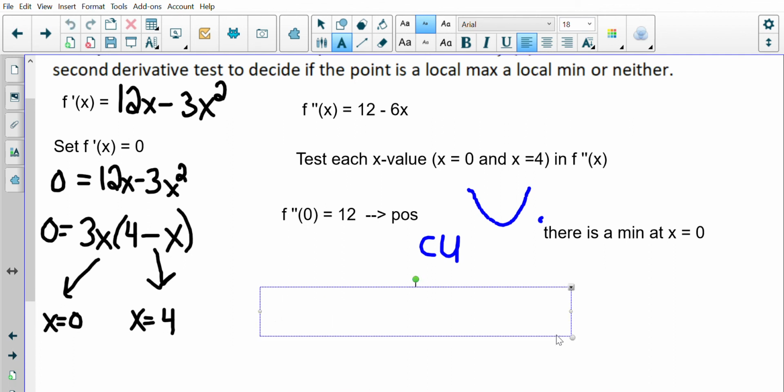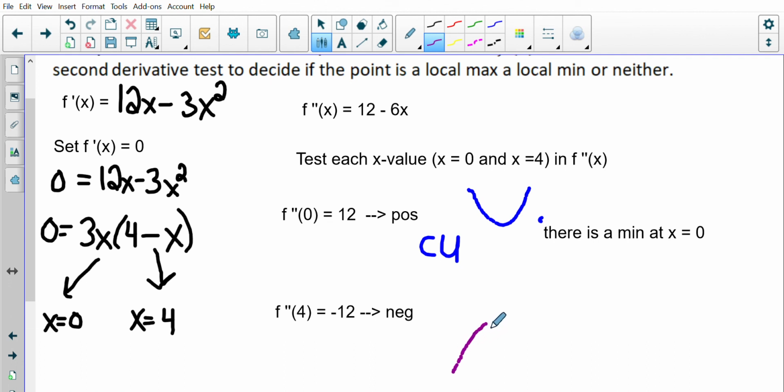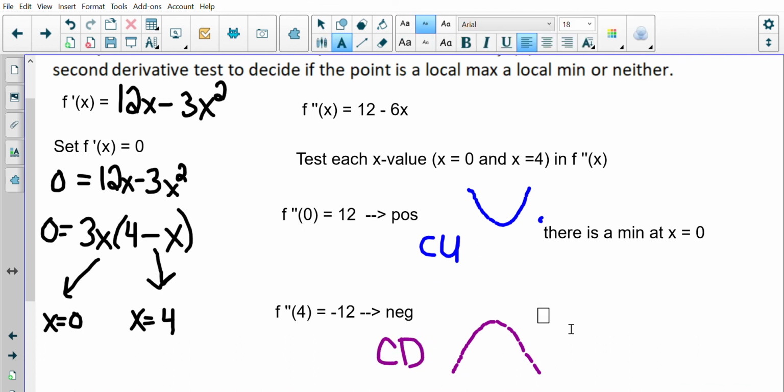Now, if I test the other value there, again, this is just for an option of how to find a max or min. I plug in a 4, I get, let's see, 12 minus 24, which would actually be a negative 12. Not that I care, the key here is that it's a negative number, which means the rate of change of our slopes of our tangents is decreasing, which means they were probably positive and then flipping to negative, which means it's concave down at that area, which in our case, because that is a potential max or min, means there is a max at x equals 4.